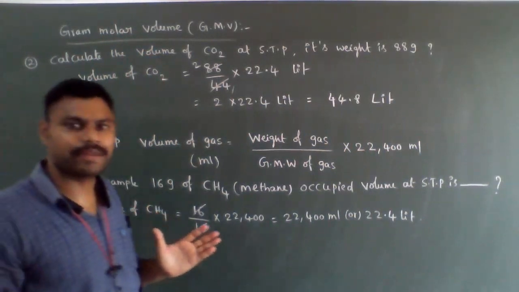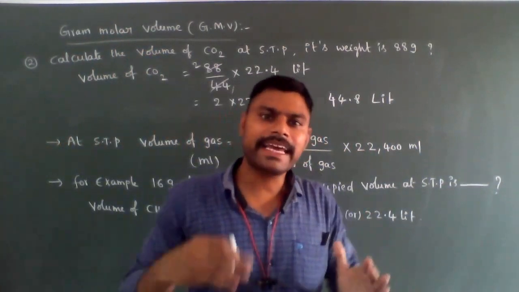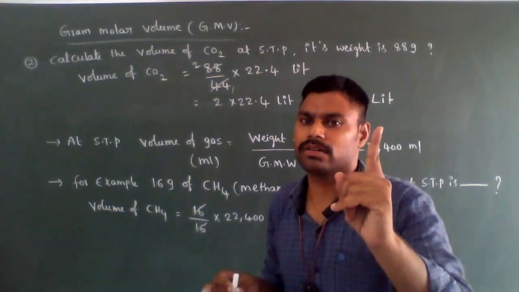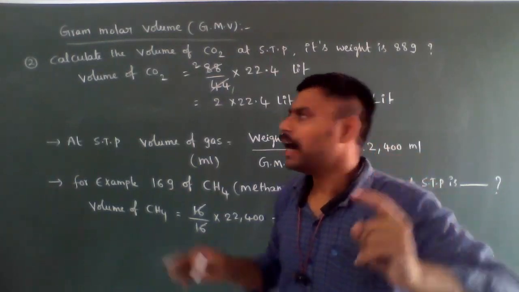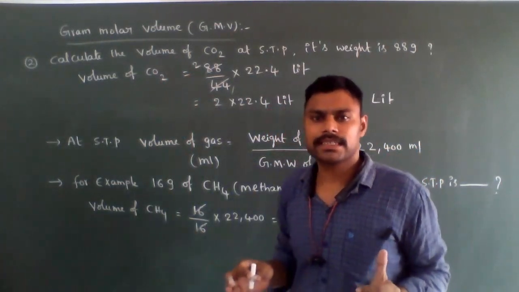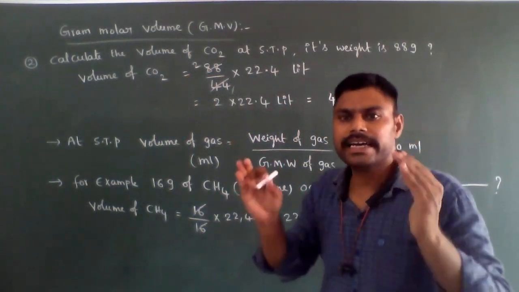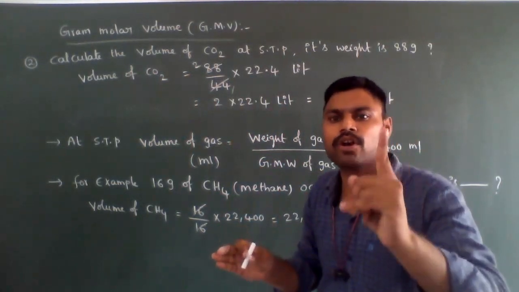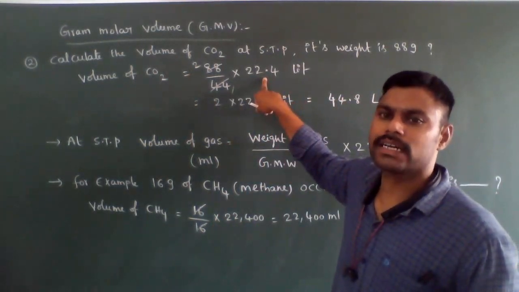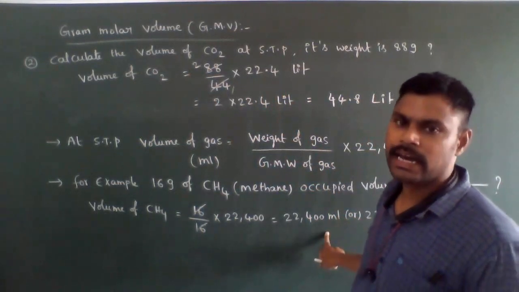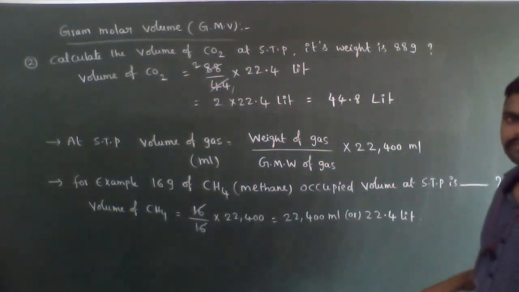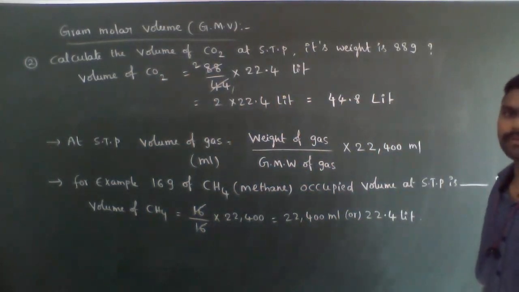Gram molar volume is nothing but 1 mole of any gas. The quantity of gas must equal 1 mole, and that gas should be under standard temperature and pressure conditions. Its occupied volume is known as gram molar volume. Generally, the volume of 1 mole of gas at STP is always equal to 22.4 liters or 22,400 ml. Just concentrate that much. Two problems are important.